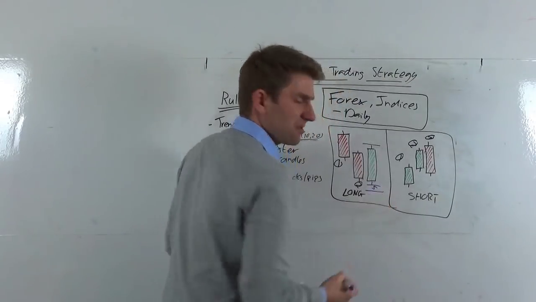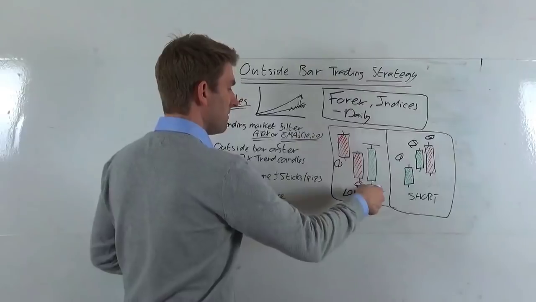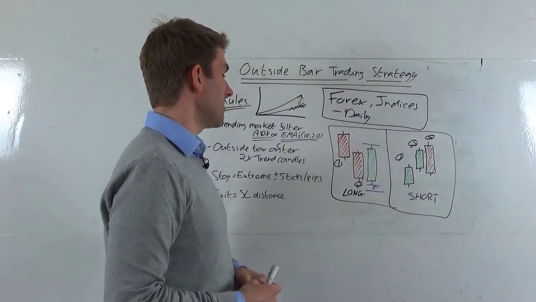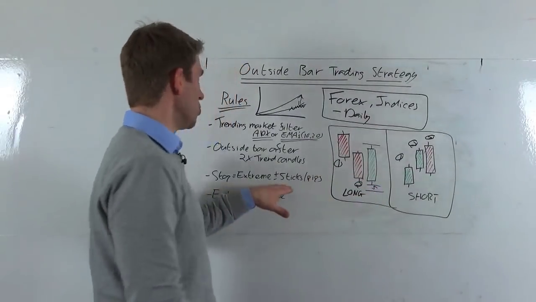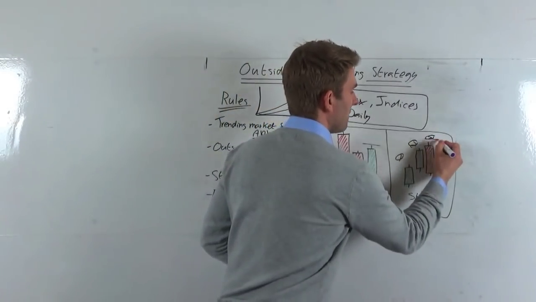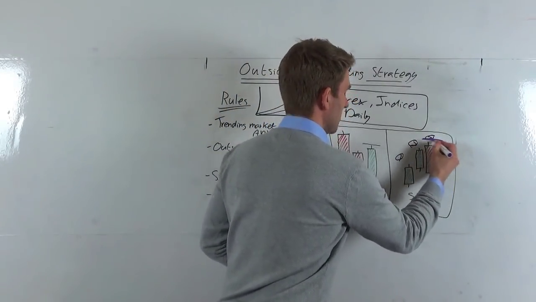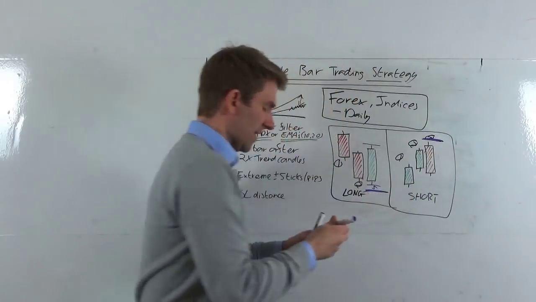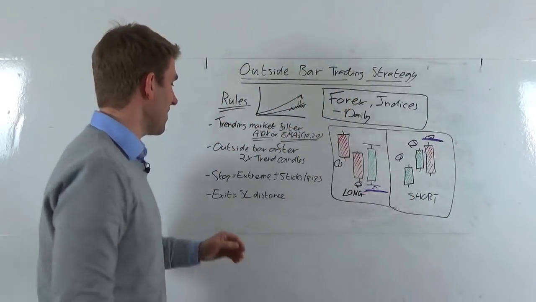So that's 5 ticks. I don't know if you can see it on the screen, but you get what I'm talking about. 5 ticks below that low, or 5 pips below, whatever that is. Now, obviously on the short side, it's going to be the other way around. You're going to be 5 pips above that high. There's your stop loss is going to be there. Your stop loss is going to be here. Fixed stop loss, no need to think about that any more than that.